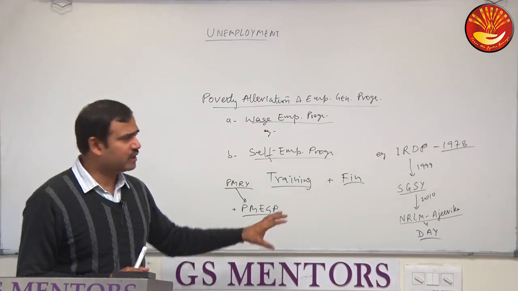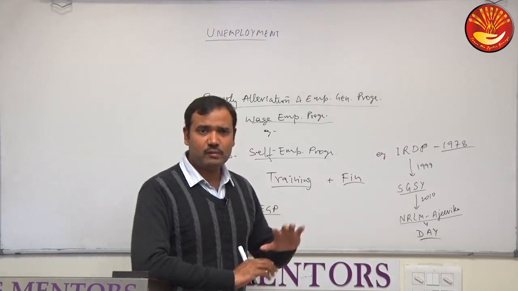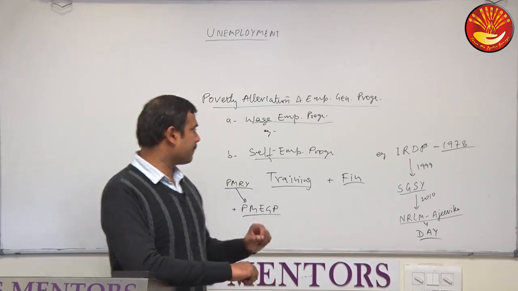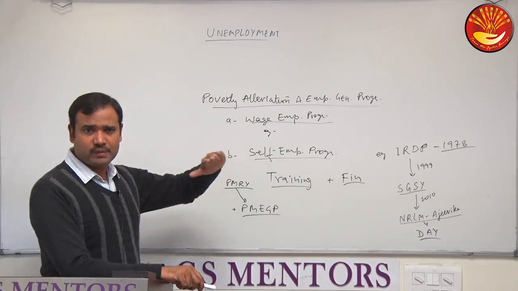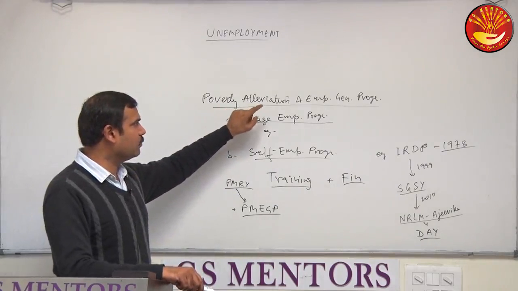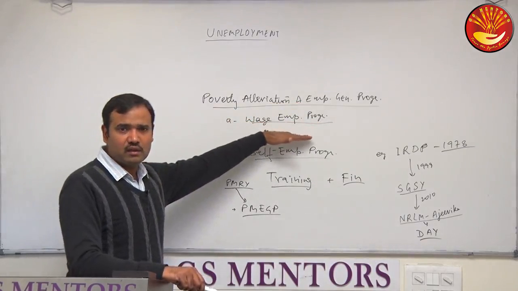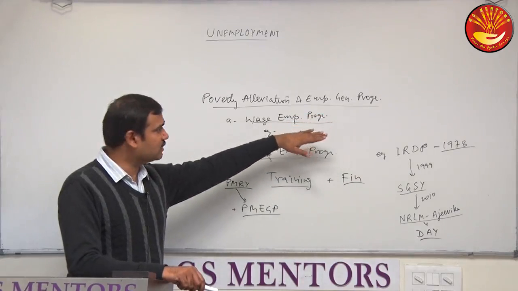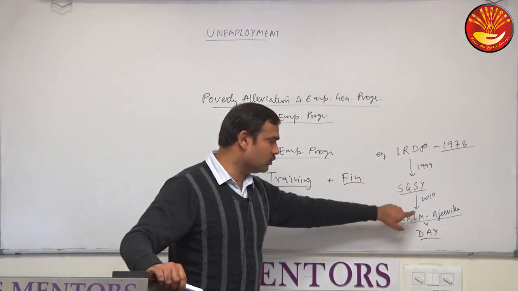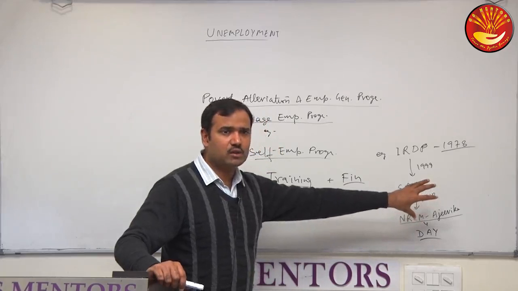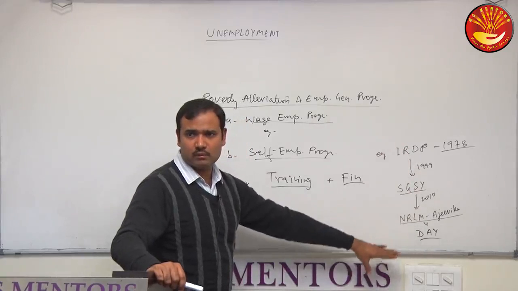We will revisit programs like Manrega later. I just give you a broad outline here because there are a lot of developmental programs. Separately we'll discuss these employment generation programs. So I repeat, the most important measure is poverty alleviation and employment generation programs. The wage employment programs we have discussed are Manrega, Indira Awas Yojana, even Pradhan Mantri Gram Sadak Yojana, and the self-employment program we have right now is the National Rural Livelihood Mission Ajivika or Deen Dayal Antyodaya Yojana. These names are the same, so you should remember all names. It is one name, the name changed.